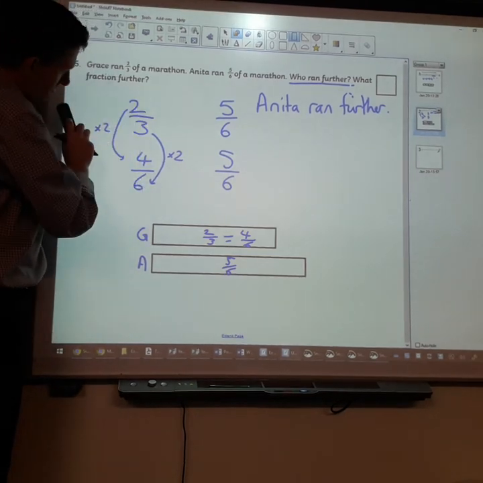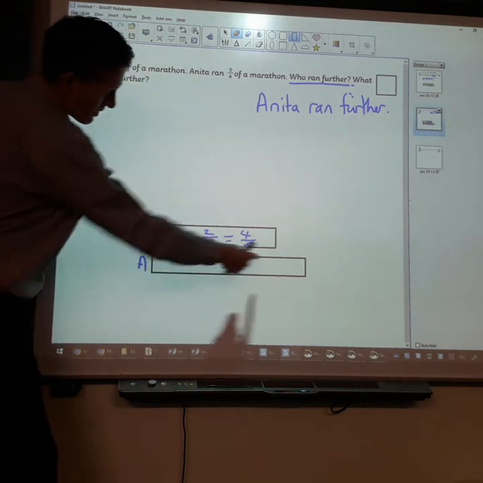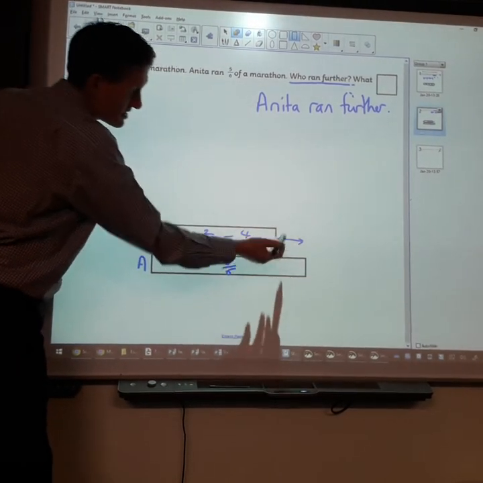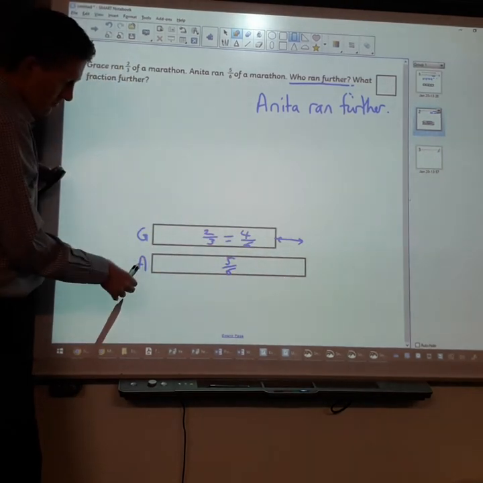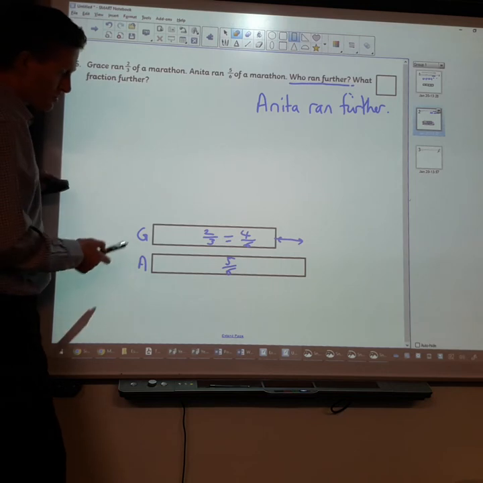I'm going to make us some space here, but basically, because Anita went further, we're trying to find this distance here, the difference between Anita and Grace. So that will be a subtraction. If we're trying to find difference, we're always subtracting.